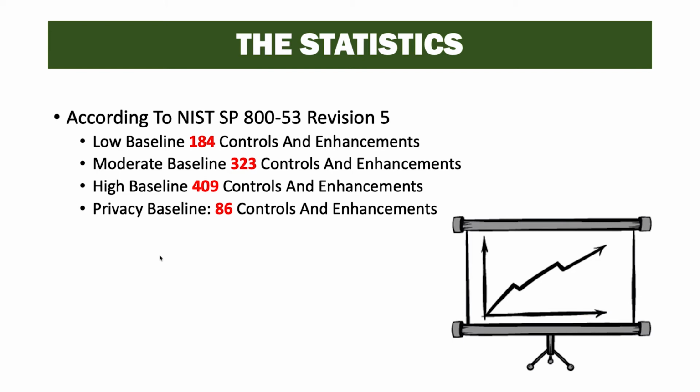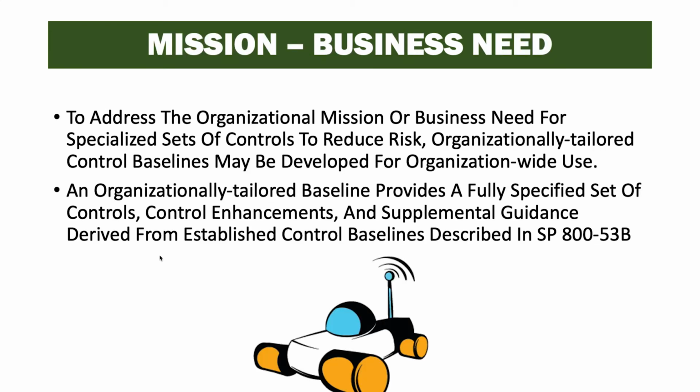There's also a privacy baseline that contains 86 controls and enhancements, and these numbers can go up a little bit depending on how privacy is implemented in your system. For example, additional controls can be added to the low baseline if PII is of concern. The first thing we need to think about is the mission and business need.